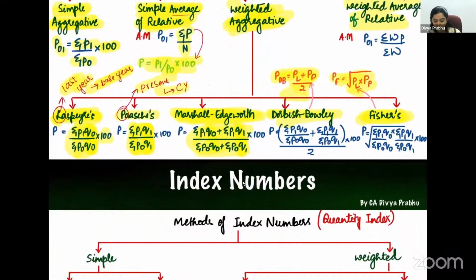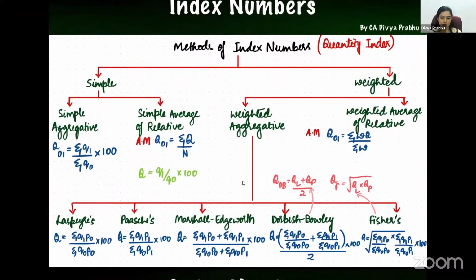Correct? This is about the price index number. Now, for the quantity index number, I am not going to explain again because it is exactly the same as the price index number. The only difference is that in the place of P, you will have Q, and in the place of Q, you will have P. That's all. You can see here, it is summation Q1 by Q0 into 100.